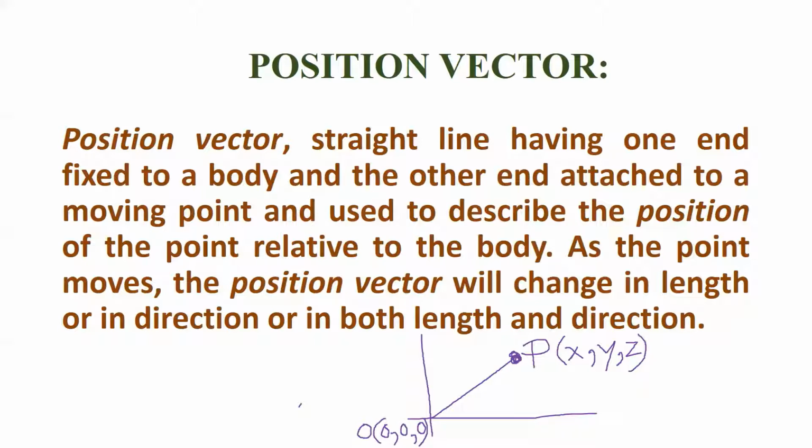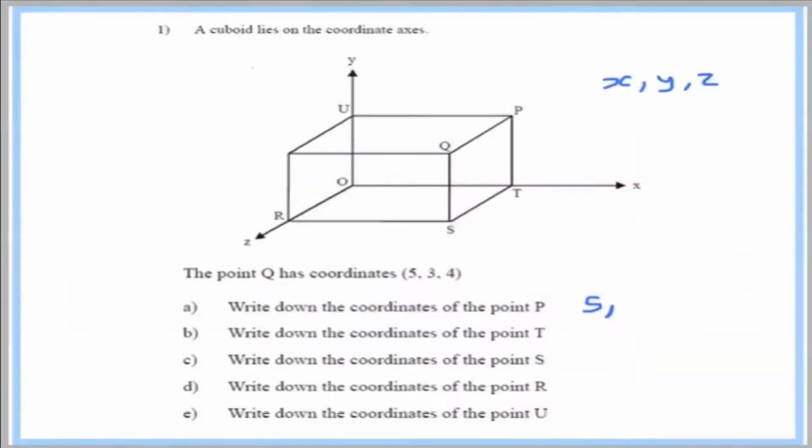So how can you find the position vector? First of all, we have to find the coordinate system, and how can you find the coordinates? Let's move to the next slide. On this slide, it's a cuboid. A cuboid lies on the coordinate axes. You can see here the point Q has coordinates 5, 3, 4.